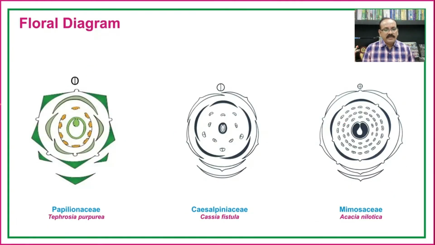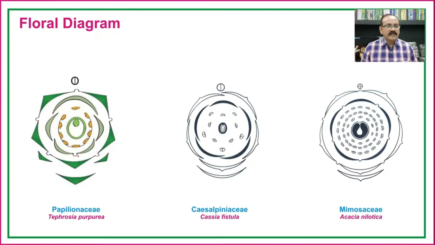In the families Papilionaceae, Caesalpinaceae and Mimosaceae, earlier these families were considered as subfamilies: Papilionoideae, Caesalpinoideae and Mimosoideae. But now these families are independently treated as the Papilionaceae family, Caesalpinaceae family and Mimosaceae family, which belong to the family Leguminosae, meaning all these families bear the fruit that is a legume.